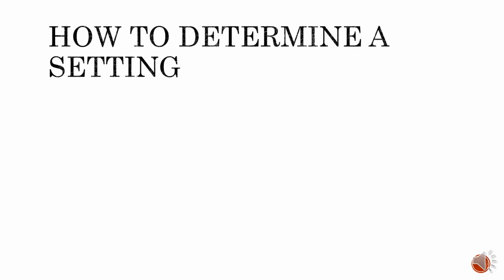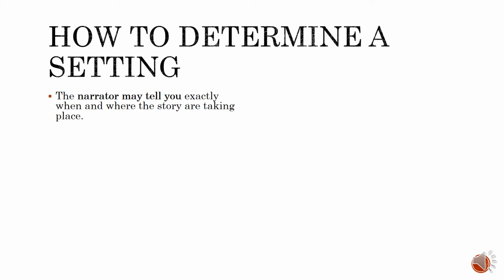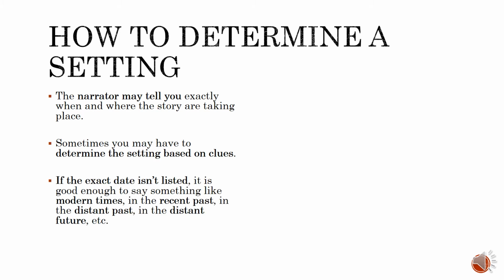When determining a setting, the writer may tell you exactly when and where the story is taking place. But sometimes you may have to determine the setting based on clues from the text. For example, if the exact date isn't listed, it is good enough to say something like modern times, in the recent past, in the distant past, or in the distant future, etc.